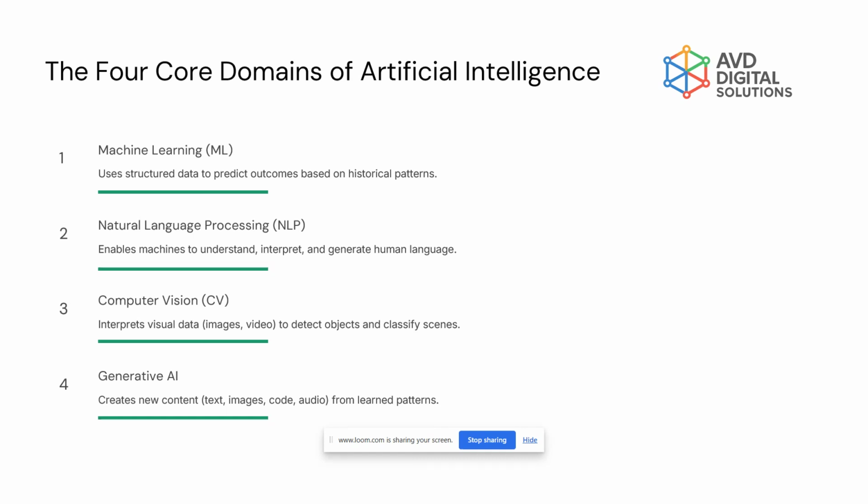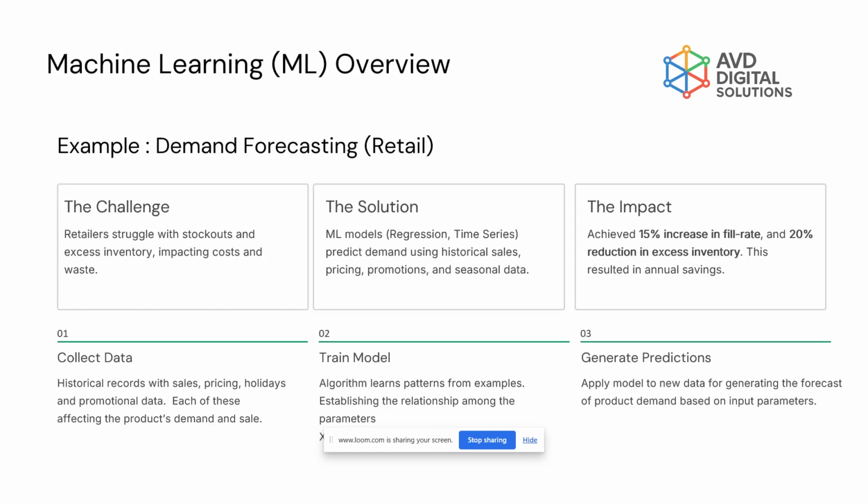To understand each of these domains better, let's look at some practical use cases, how industry is using this technology to improve the ways in which they work today. First amongst these is the example for machine learning, where we talk about an example from the retail industry, and it has to do with demand forecasting for a product. A typical challenge for a retailer is that they struggle with stockouts and excess inventory, and both of these scenarios, you can imagine, lead to loss to the business.